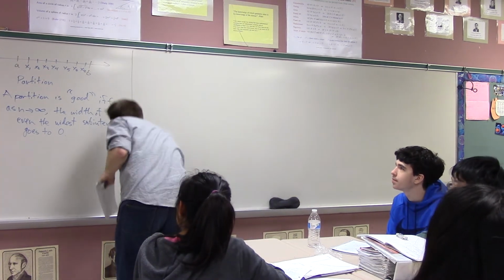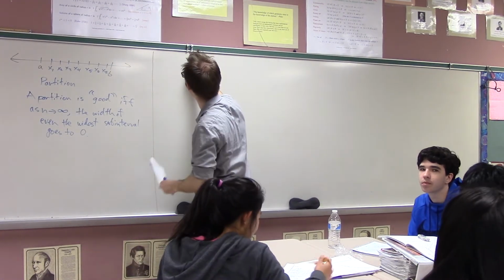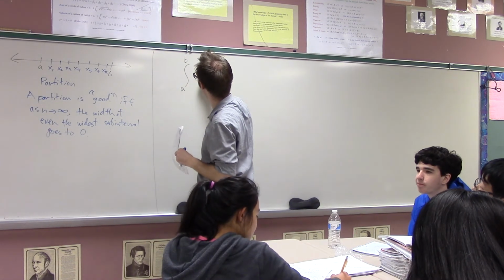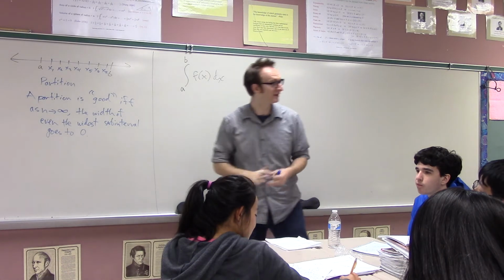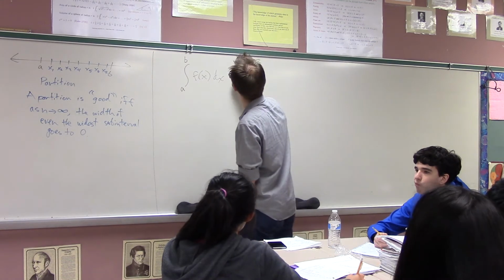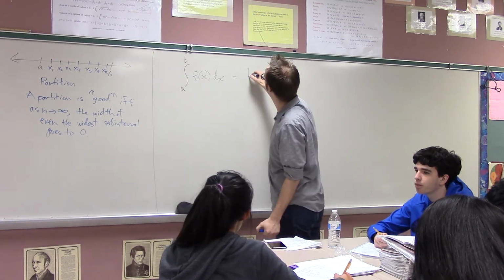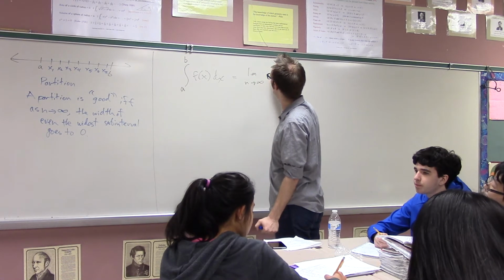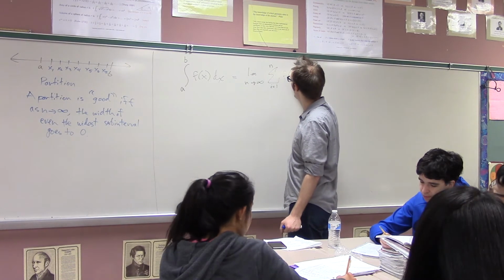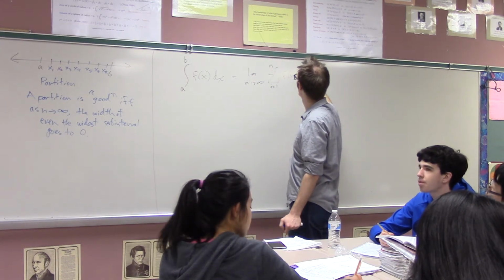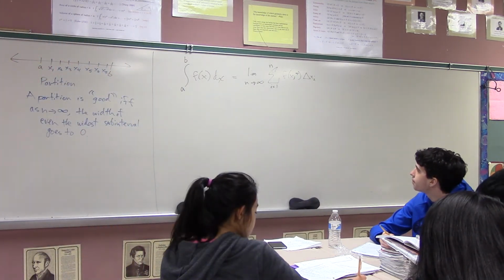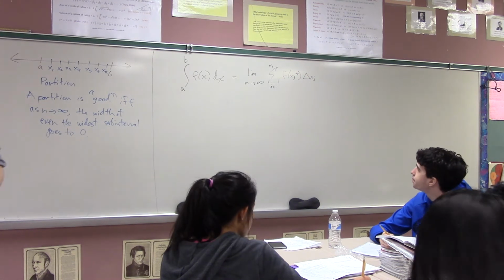If you take the integral from a to b of f of x dx, this is simply, by definition, the limit as n goes to infinity of the sum from i equals 1 to n of f of x sub i star delta x sub i. In other words, loosely speaking, an integral is the area under a curve.